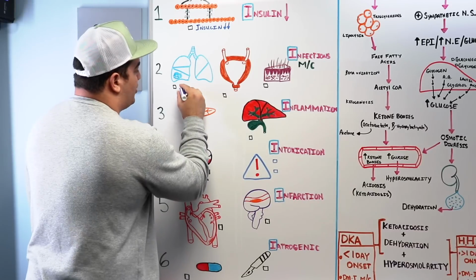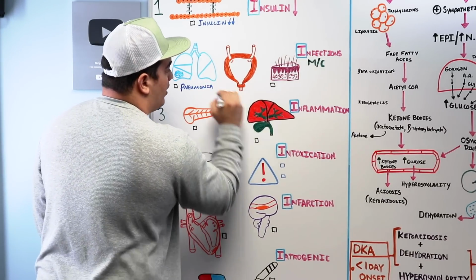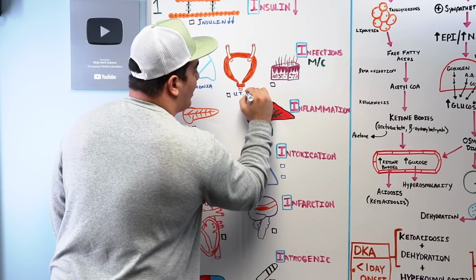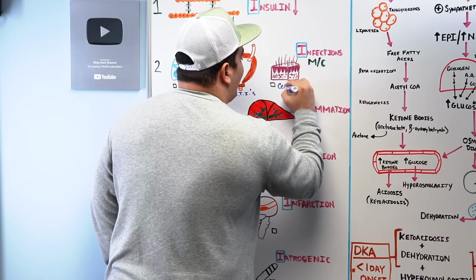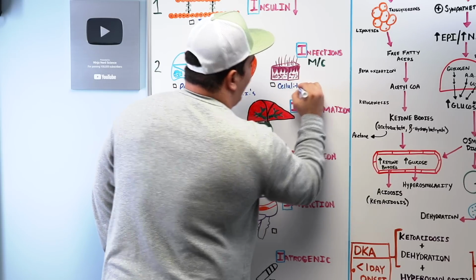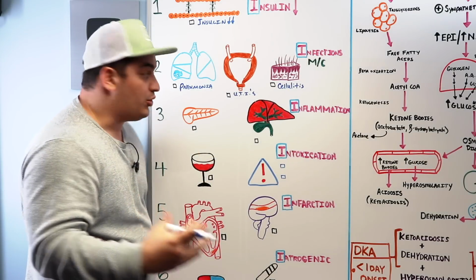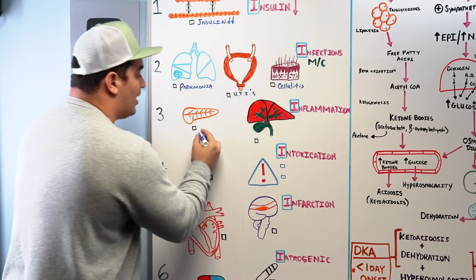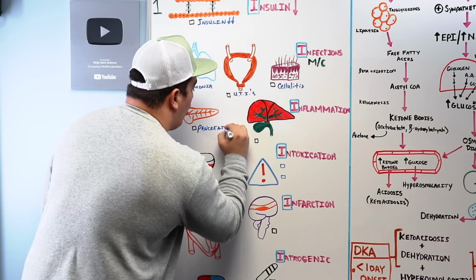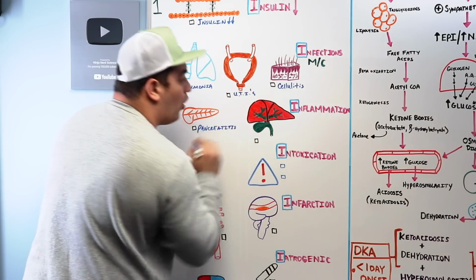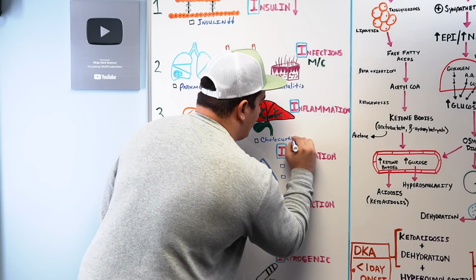Now, what are some of the infections that are associated with this? One is pneumonia. The other one is going to be urinary tract infections, so cystitis, pyelonephritis, and infections of the skin like cellulitis. The next thing is inflammatory conditions of multiple tissues in the body, which could also be types of infections, such as inflammation of the pancreas called pancreatitis, or inflammation of the gallbladder, which is called cholecystitis.